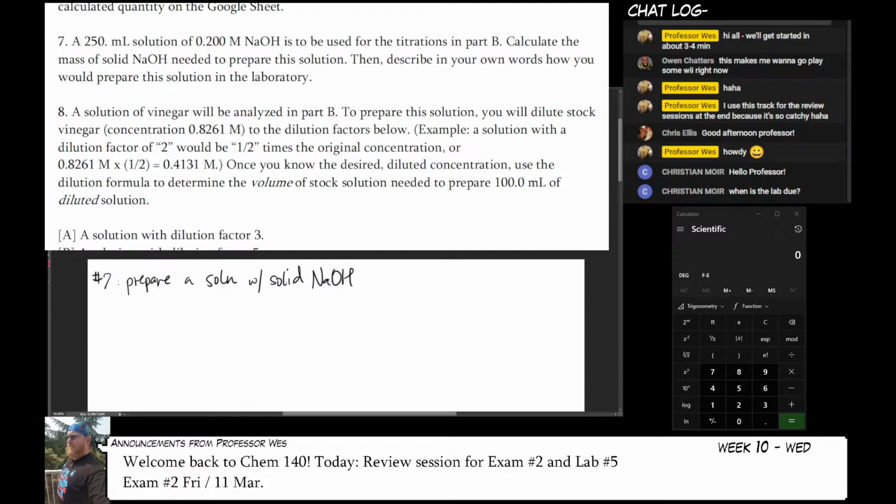All right. So the first thing you're going to do is prepare a solution of sodium hydroxide. And so the molarity that you want is 0.200, and the volume that you want is 250 milliliters. I actually have too many sig figs there based on, oops, that's not the right command. So there we go. And there should be this dot right there.